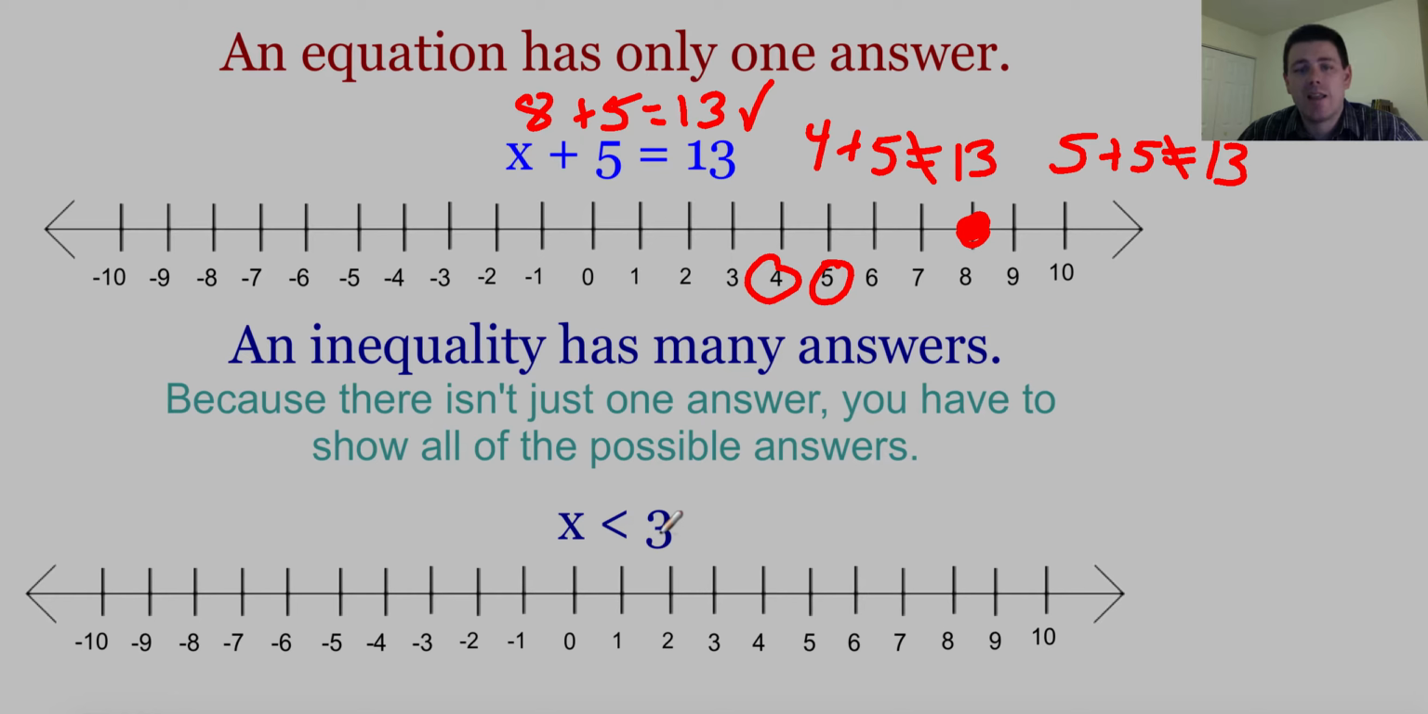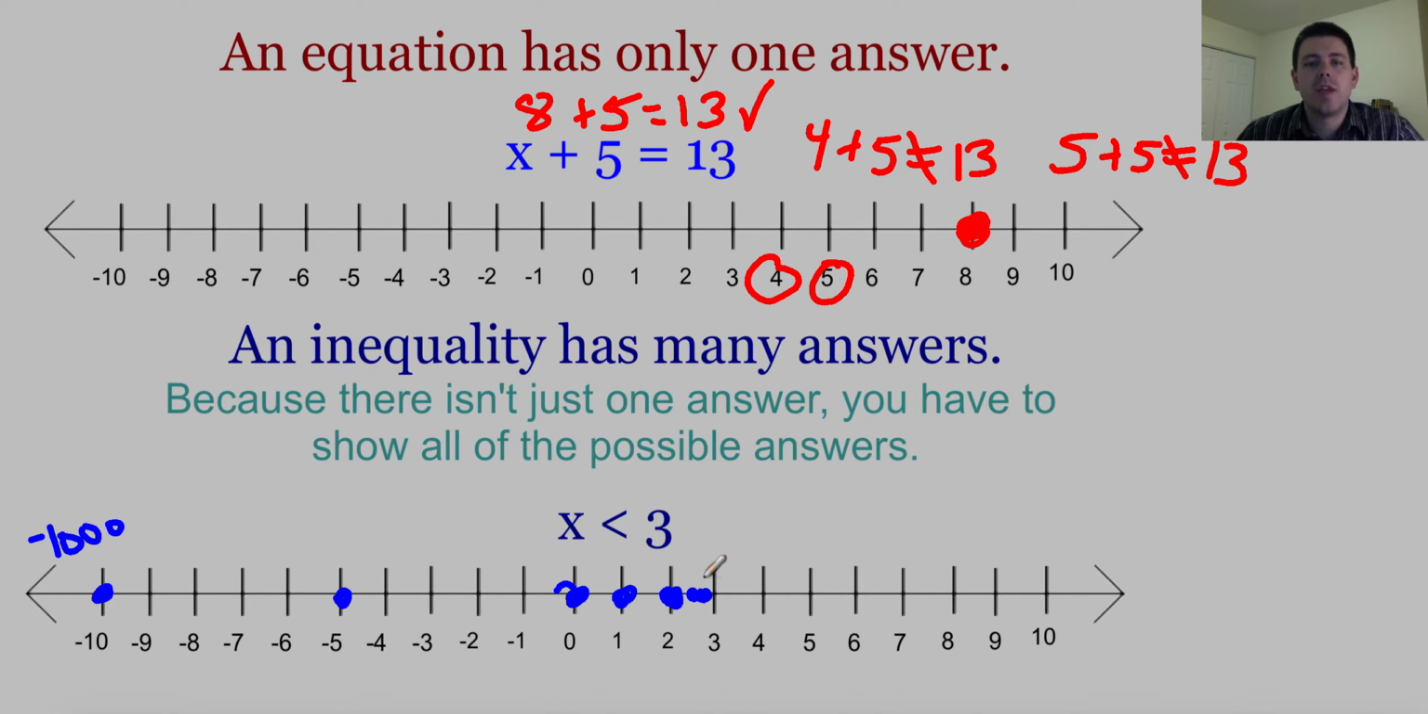Well, I can think of a lot of things that are less than 3. 2 is less than 3. 1 is less than 3. 0 is less than 3. Negative 5 is less than 3. Negative 10 is less than 3. If my number line went out to negative 1,000, that's less than 3. All of these numbers are solutions to our inequality. It's not looking for just one thing, it's just looking for anything less than 3. I could even go as far as 2.5 or 2.6 or 2.9999999. That's really close to 3, but it's still less than 3.